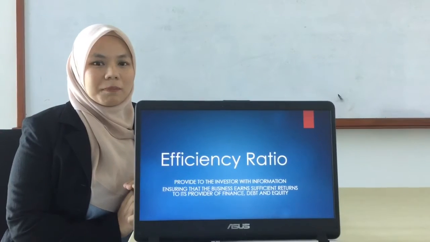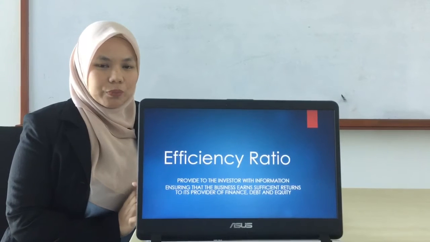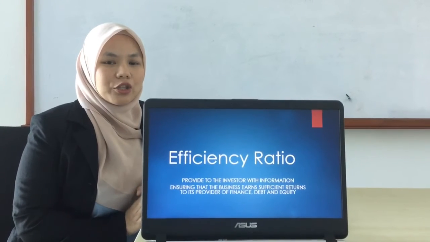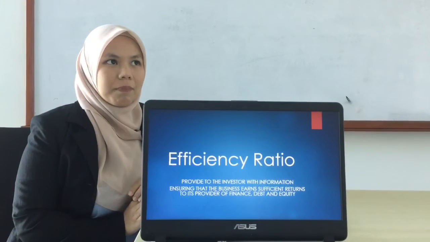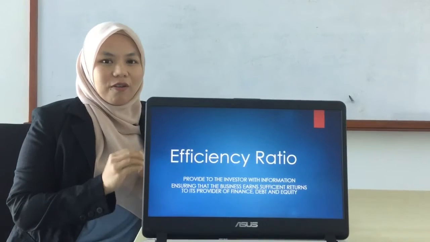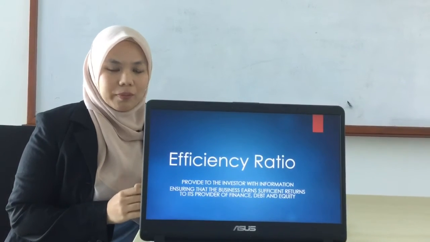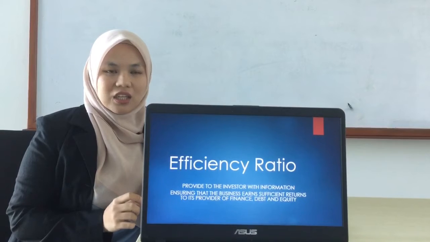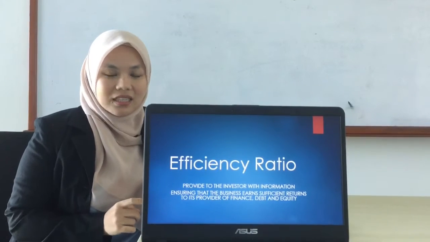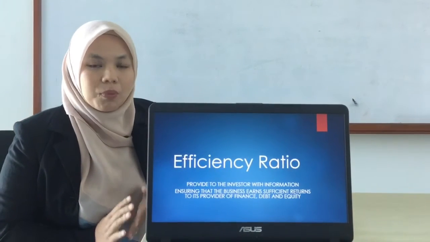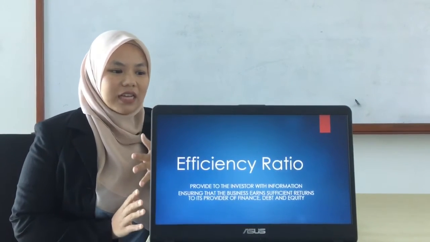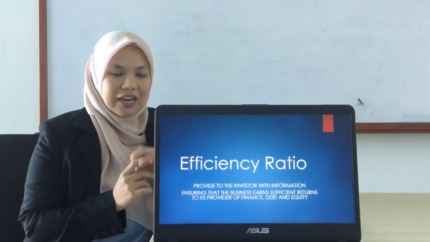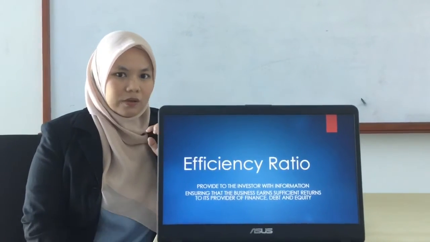Next, I would like to explain the efficiency ratio. Efficiency ratio can be defined as providing investors with information, ensuring that the business earns sufficient return for its providers of finance, debt, and equity. There are five elements under the efficiency ratio.